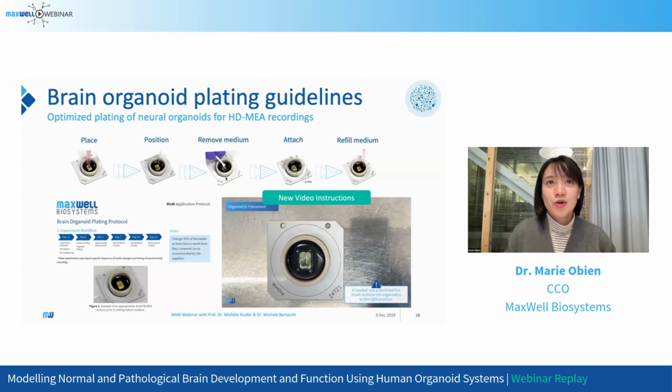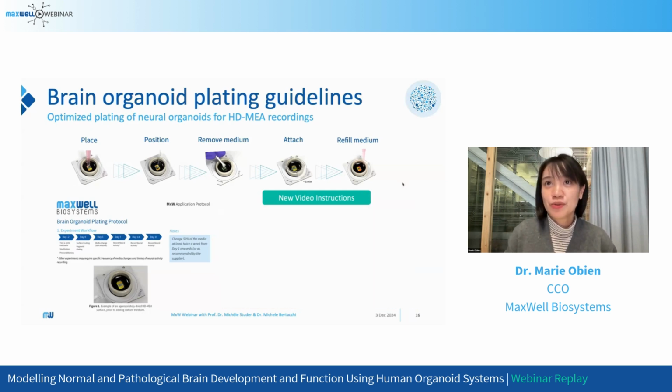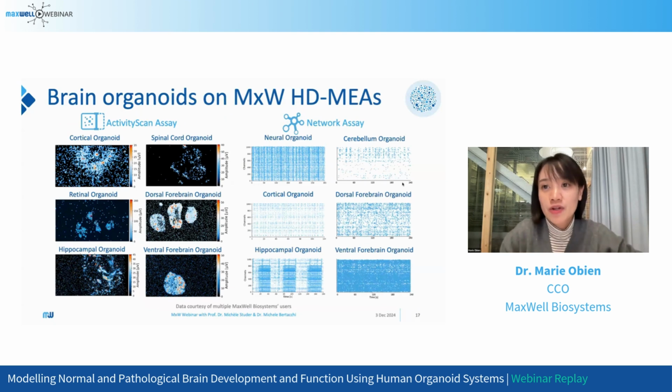All right. So now let me proceed to some results using our system, thanks to our multiple users. So we have many different types of organoids already recorded, both using activity scan and network assay.